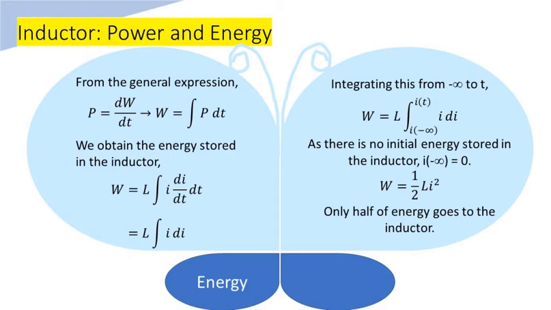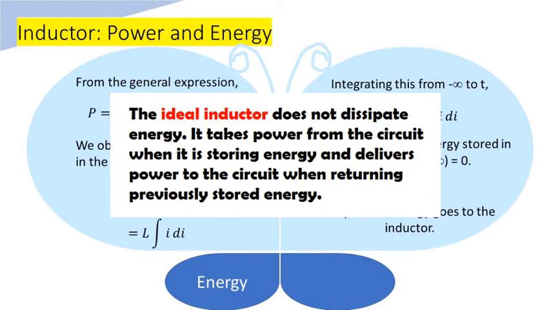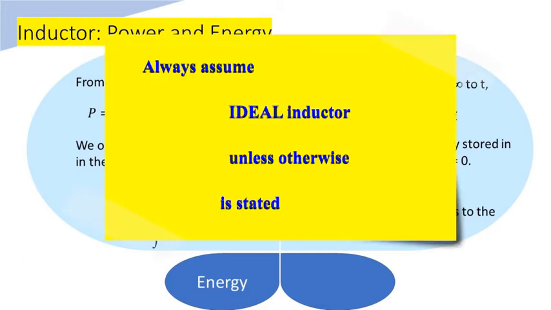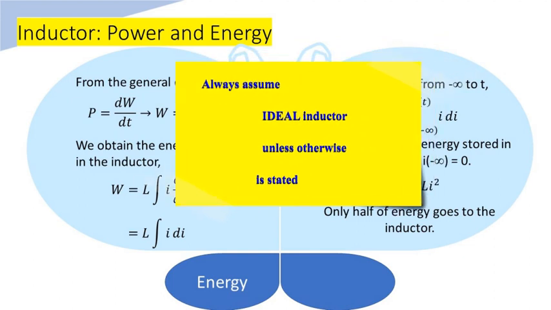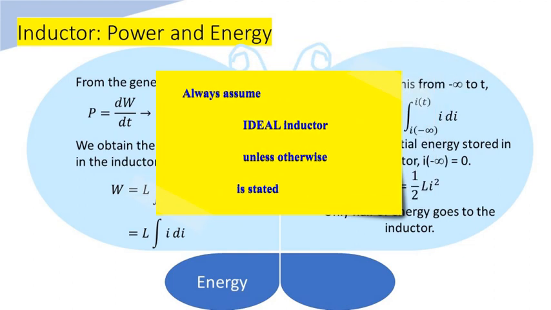Bear in mind, there is no energy loss by an ideal inductor. The ideal inductor will return the energy it takes from the circuit. Conversely, in the real inductor, there is a resistive component in it. This will result in power being dissipated by the inductor. Throughout this subject, please note that the ideal inductor will be used, unless otherwise stated.